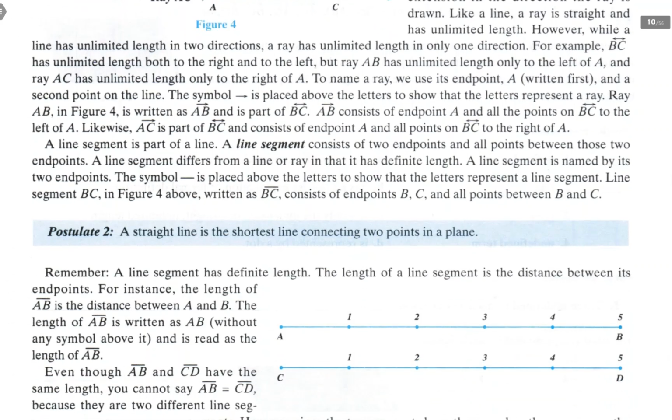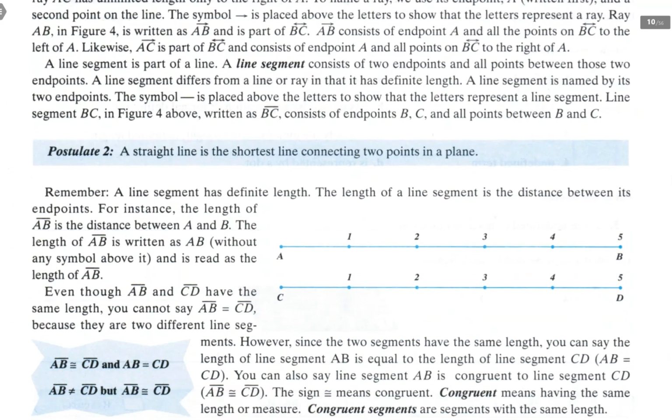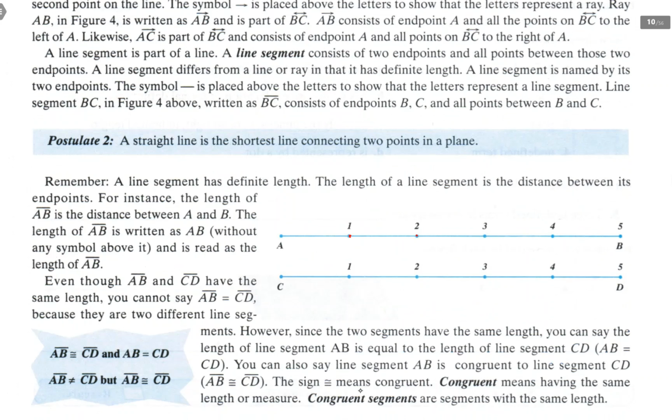The second postulate says a straight line is the shortest line connecting 2 points on a plane. So if I want to connect 2 points on a plane and use the shortest distance to connect those, I would draw a straight line. Obviously, my line isn't straight. If I had a ruler, it would be straight. But that's what postulate 2 means, that the shortest distance between 2 points is a straight line.